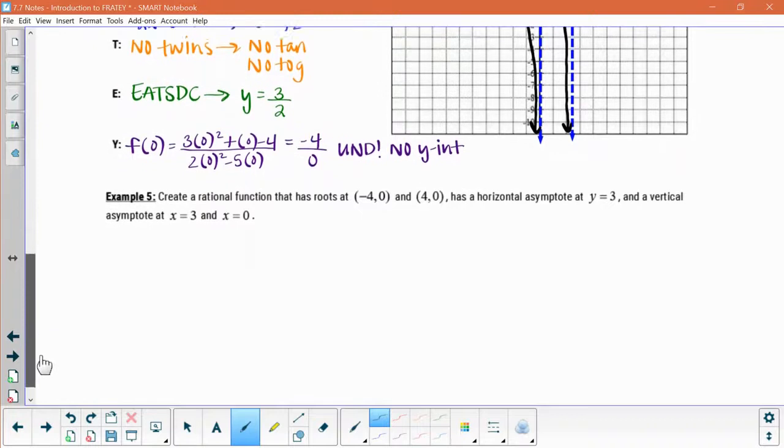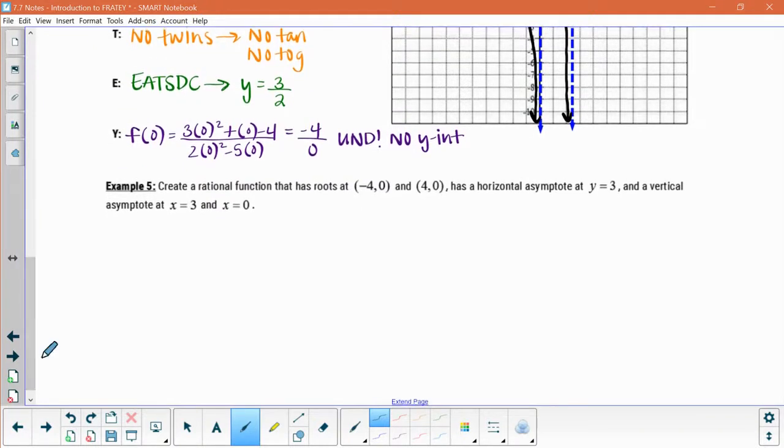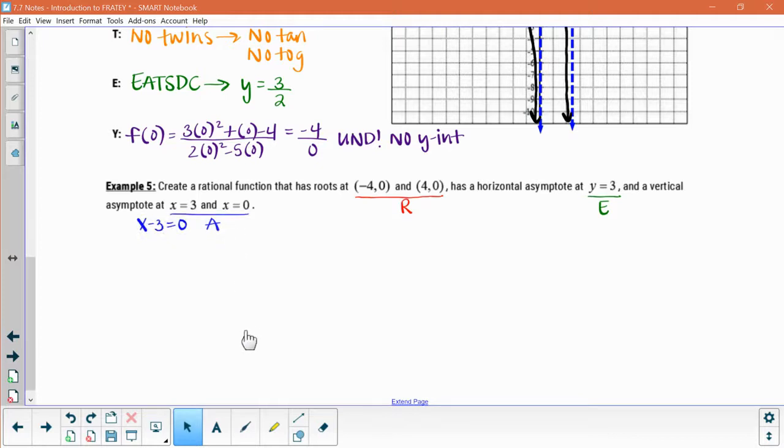Now let's go ahead and look at our last kind of critical thinking problem. We're going to create a rational function that has roots at (-4, 0) and (4, 0), has a horizontal asymptote at y = 3, and vertical asymptotes at x = 3 and x = 0. Well, roots are the R part of FRATEY, horizontal asymptotes are the E, and vertical asymptotes are the A.